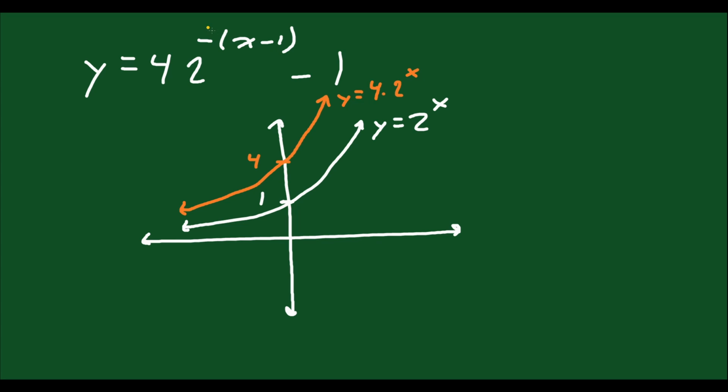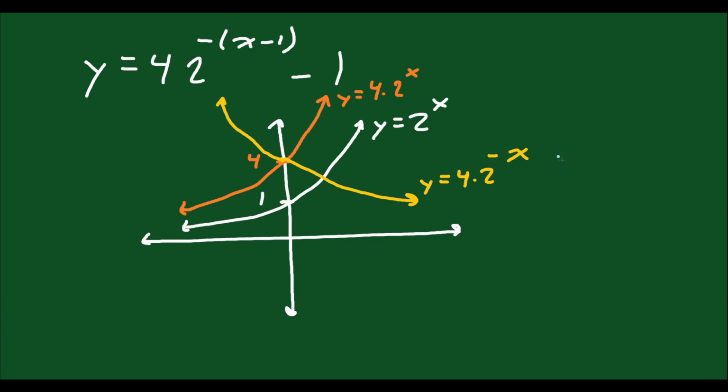Now let's introduce this negative on the front. What's that negative going to do? Well, as we said, it was a horizontal reflection, so we're going to flip sideways. Instead of this orange graph here, we're going to have this yellow graph, the exact same shape, but reflected sideways. It's the mirror image. This is y equals 4 times 2 to the negative x.